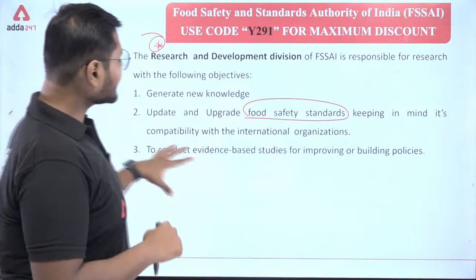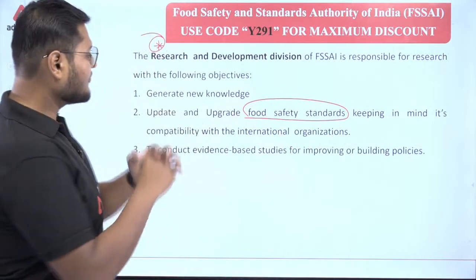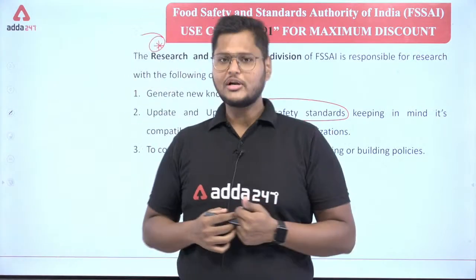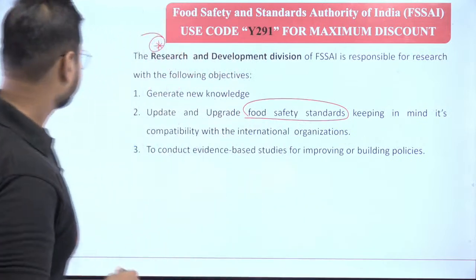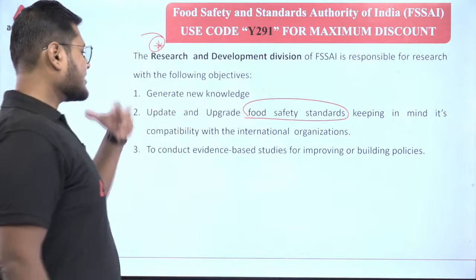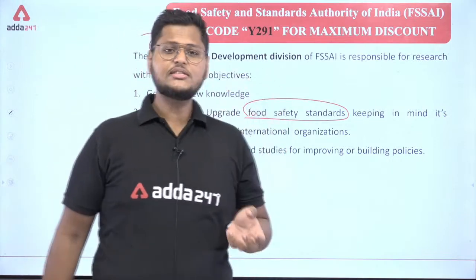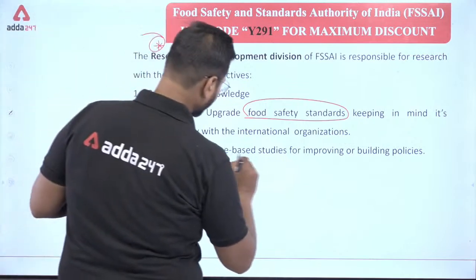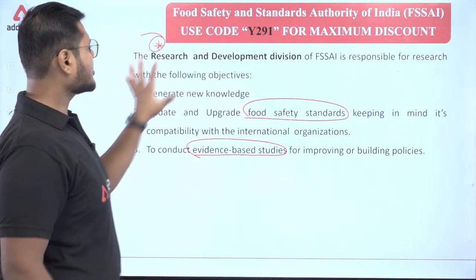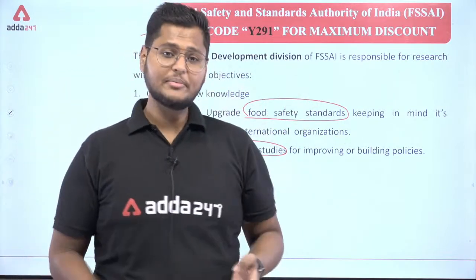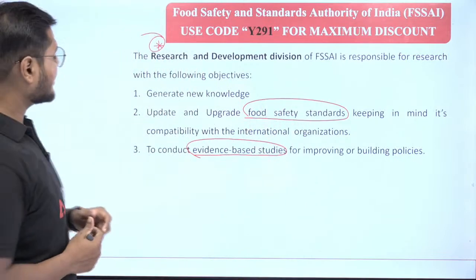Then the third is to conduct evidence-based studies for improving or building policies. To build different policies and to build new technologies, they need some evidence, the proofs, which are evidence-based studies. So that's what the R&D division does. And obviously the technical officers, the technical committees, and the scientific panels are the ones who get involved in this division.